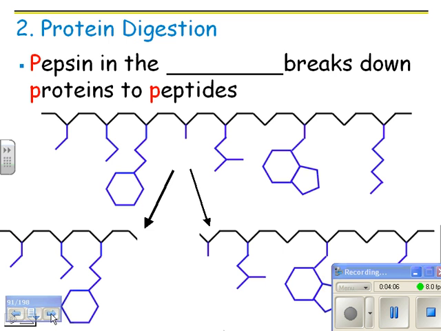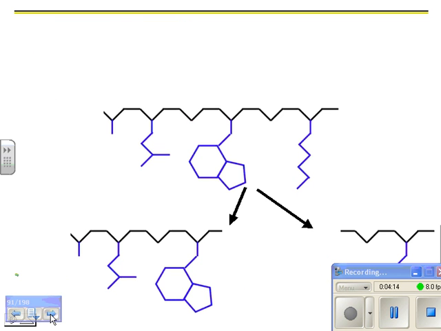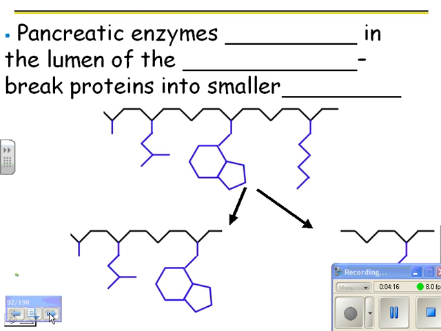So pepsin is an enzyme that's in the stomach, and it breaks down proteins to smaller peptides. Instead of a polypeptide, it would still be a polypeptide, but it would be a smaller one. And then the next step is pancreatic enzymes. I'm just going to call them a general term, proteases. So that means protein, and then ase, an enzyme that breaks down proteins.